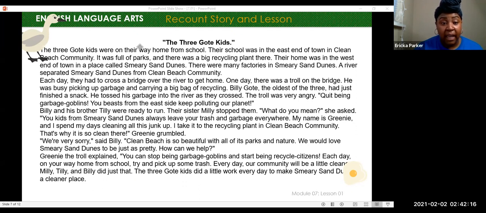Greenie the troll explained. "You can stop being garbage goblins and start being recycled citizens. Each day on your way home from school, try and pick up some trash. Every day, our community will be a little cleaner." Millie, Tilly, and Billy did just that. The three Ghosty kids did a little work to make Smeary Sand Dunes a cleaner place.